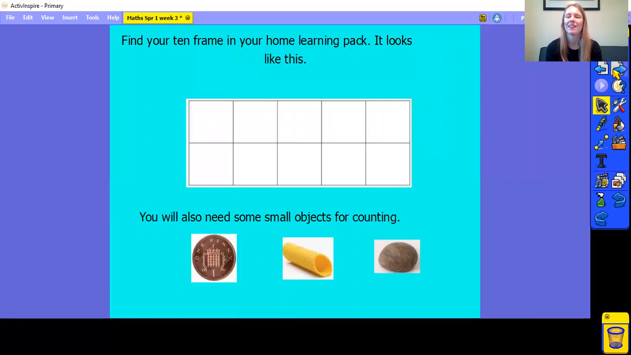Okay, this time I want you to get involved. Can you find your 10 frame and some small objects that you can use for counting? Pause the video while you find them.